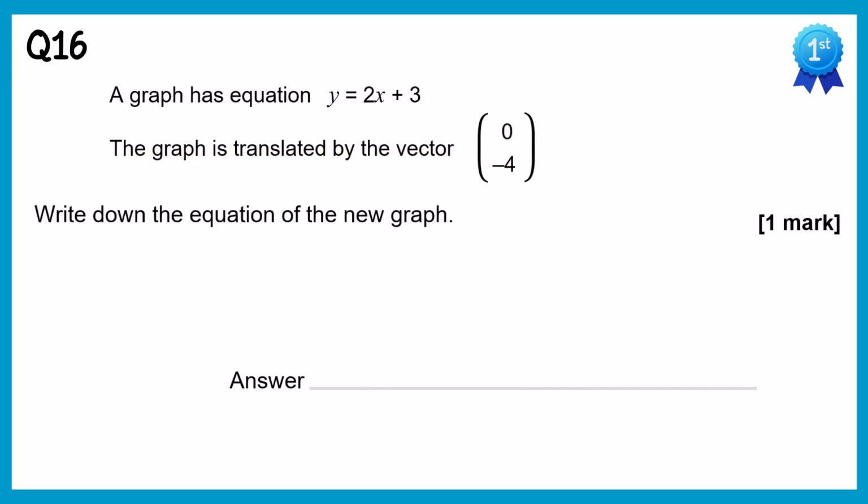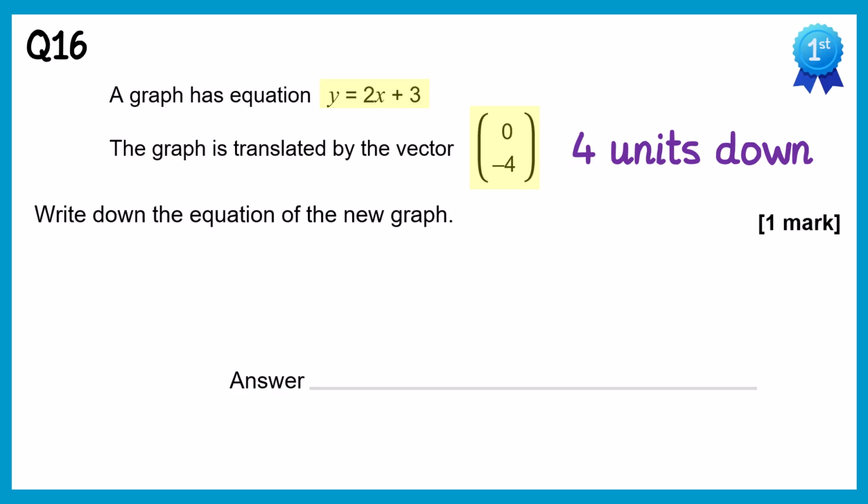In this question, we have a graph of equation y equals 2x plus 3. And it's going to be translated by this vector here, (0, -4). The vector (0, -4) means to move 4 units down. When you transform a graph in the vertical direction, you just add or subtract the number that corresponds to the number of units you've moved.